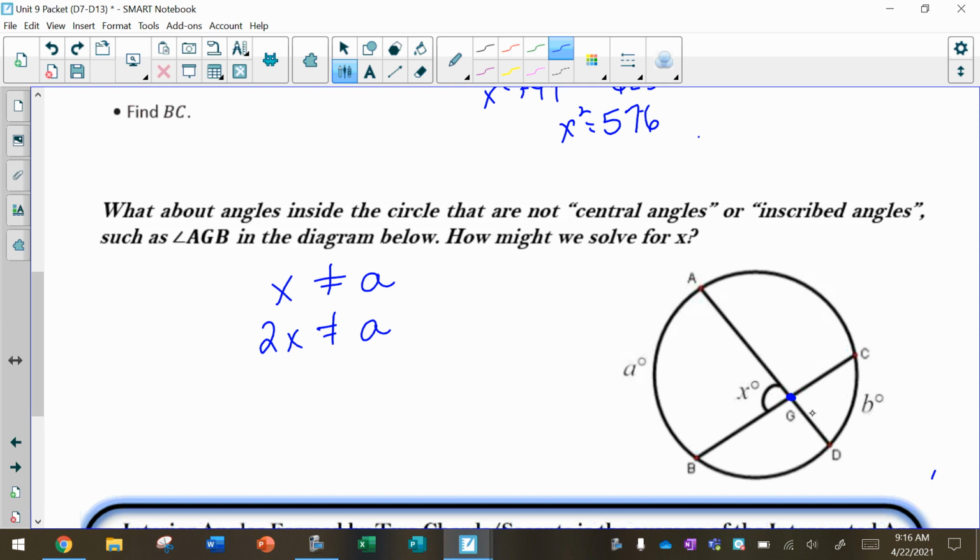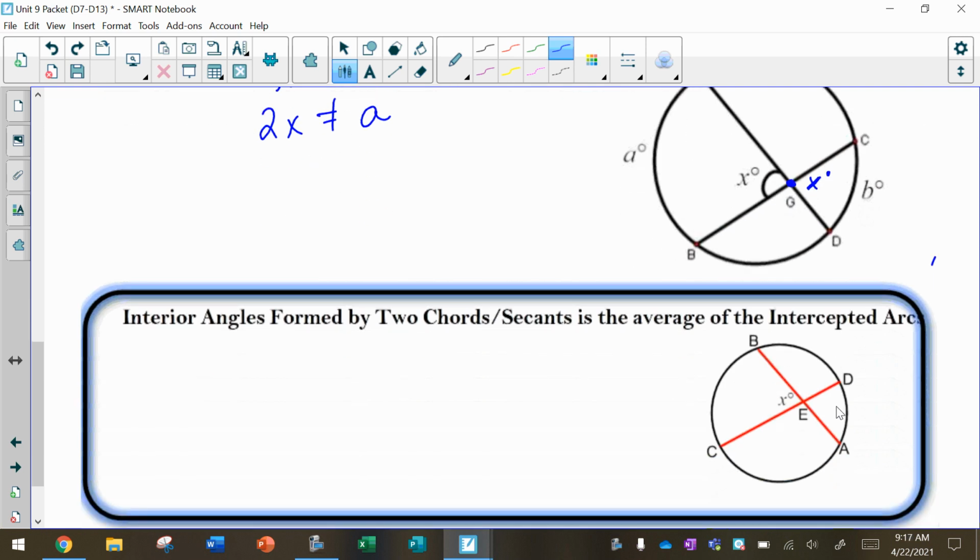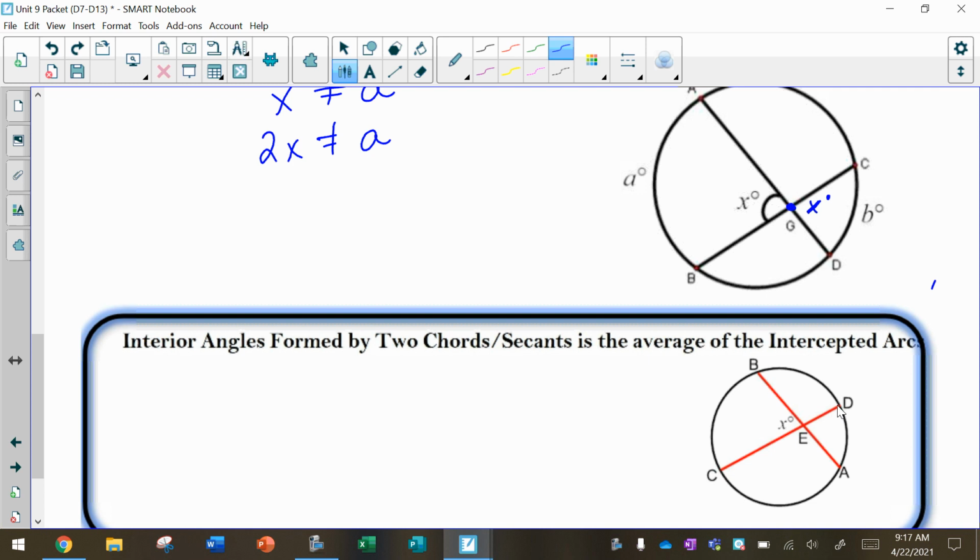So what we do know is that right here is a vertical angle. So we do know that this is also x degrees. But the question is, what's the relationship between these angle measurements and these arc measurements? Interior angles formed by two chords or two secant lines is the average of the intercepted arcs. So I'm going to call this little a over here, and I'm going to call this little b over here. Now, I'm going to give you two different options here. You can say x equals the average of arc A and arc B. Okay, that's one option like that.